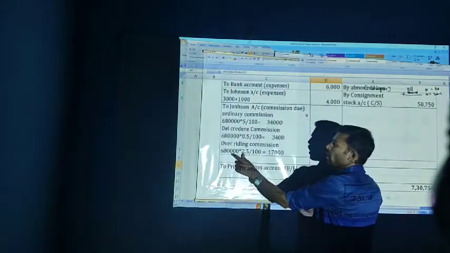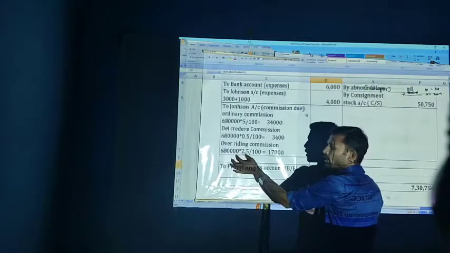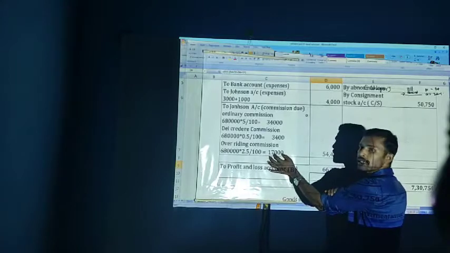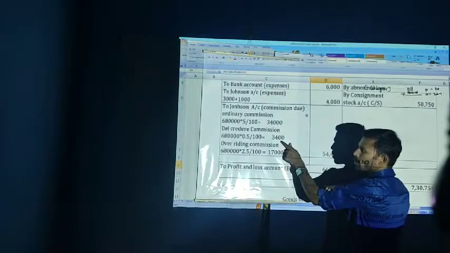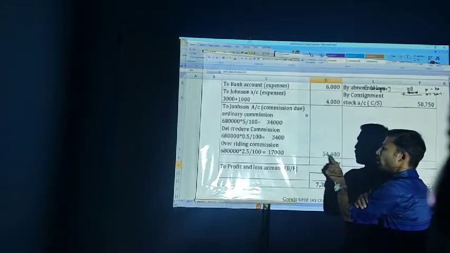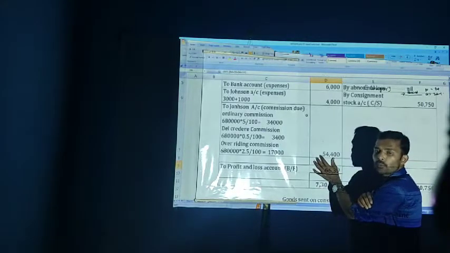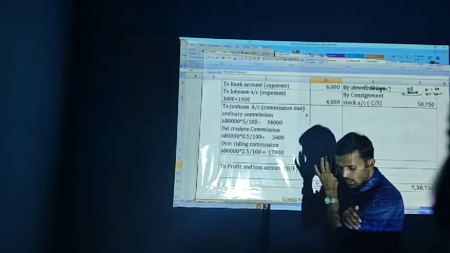So the total sales amount is how much? 6,80,000, and the percentage is how much? 2.5%, and the total amount is 17,000. 34,000 plus 3,400 plus 17,000, 54,400 will be the commission payable to whom? That is to the consignee.